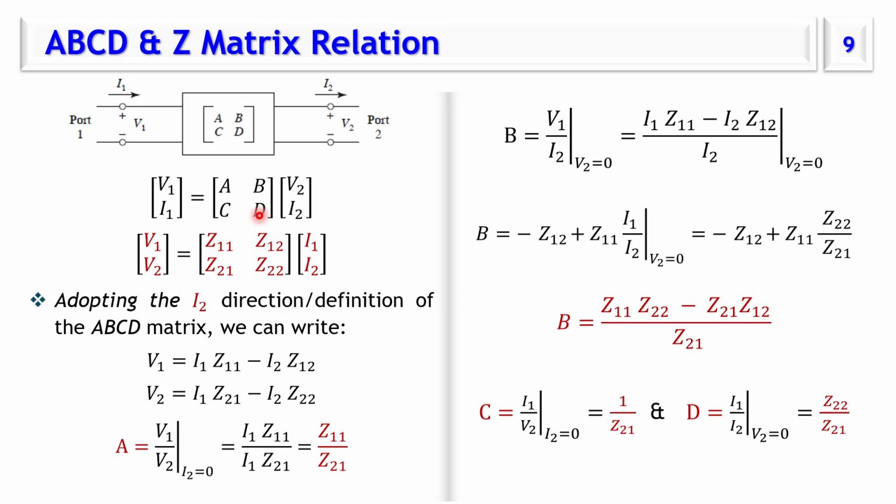D will equal I1 over I2 when V2 equals 0. We just did this before. I1 over I2 will equal Z22 over Z21. So just following the definition of the ABCD matrix, we can relate the ABCD matrix to the Z matrix.